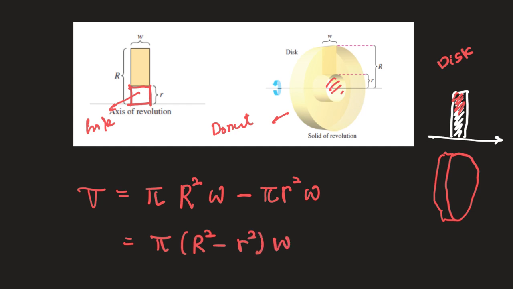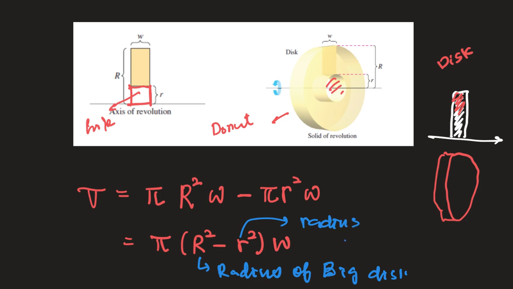How do we understand this one? Here is the radius of the big disk, and this one is the radius of the small disk. Then the formula is R squared minus r squared. So be very careful: this is not the same as pi (R minus r) squared w. This one is not the same. Make sure you understand this.